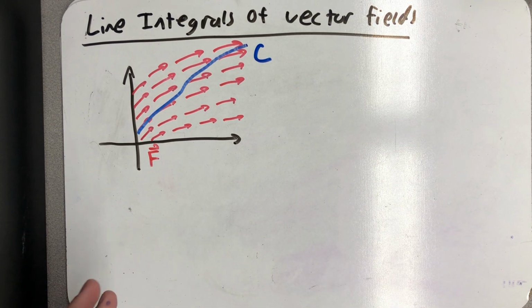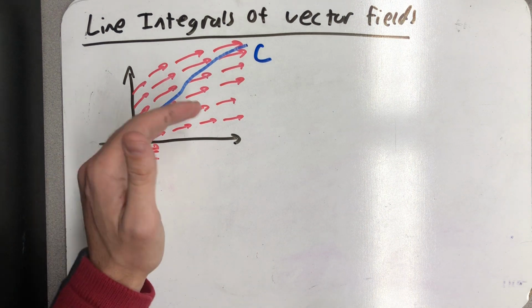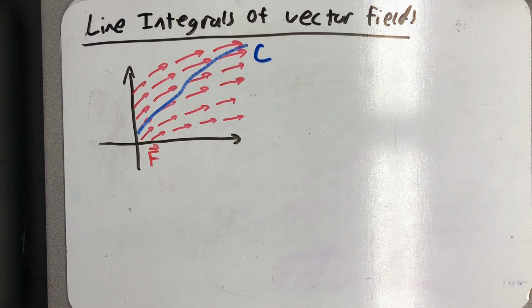Let's imagine that I have a vector field F and a path C. And just for the moment, let's think about this vector field F as giving a force. And so I have a path through this force field, right, of maybe an object in motion.